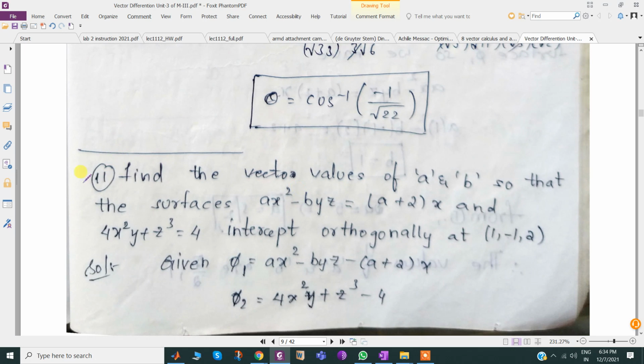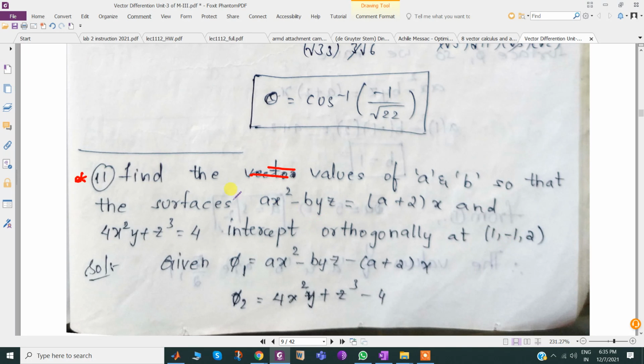Similarly, this is also one more somewhat important concept, an important topic I can say. If the examiner wants to twist the paper, he might pose this type of question. Find the values of a comma b so that the surfaces ax square minus byz equal to a plus 2 times x, and 4x square y plus z cube equal to 4, intersect orthogonally at 1 comma minus 1 comma 2.